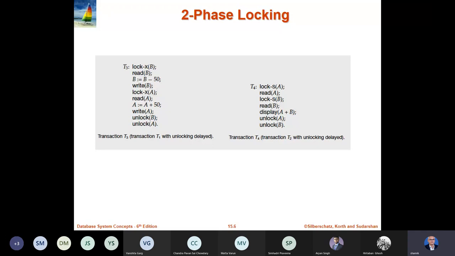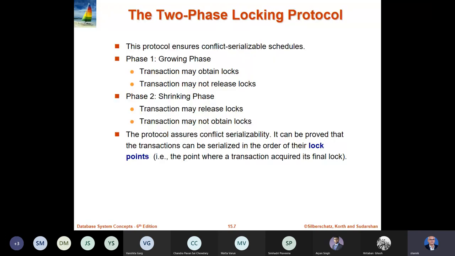If you look at this example, in P3 you see that unlocking is happening at the end. Similarly for P4, the locks are acquired first and unlocking happens at the end. I am not having an unlock of B before the lock of A, in whatever mode it is. So that is what is called two-phase locking. The two-phase locking protocol ensures conflict resolution. This is the important part.